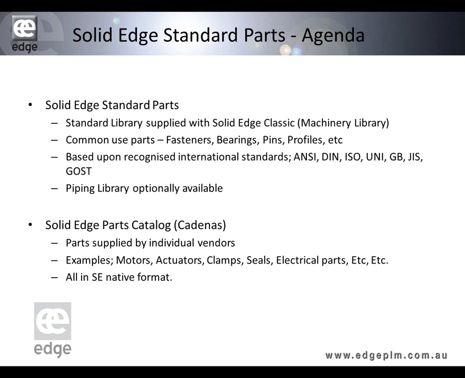The other thing we'll be looking at is the Solid Edge parts catalogue. These aren't quite standard parts, these are vendor parts, if you like. They're things like motors and clamps and industrial controllers, seals, electrical parts, and there are hundreds and hundreds of thousands of these things. Now with version ST4, the Solid Edge parts catalogue has been built into Solid Edge, and it's powered by a company called Cadence. They provide everything in native Solid Edge format. We'll take a look at that as we go through.